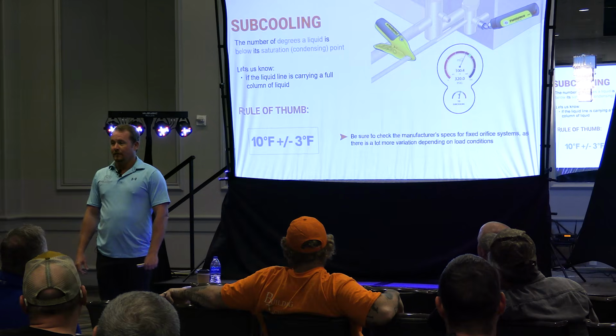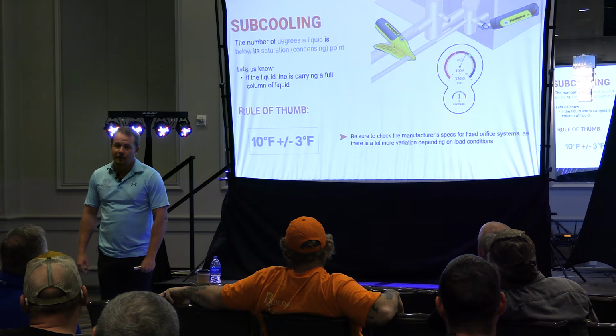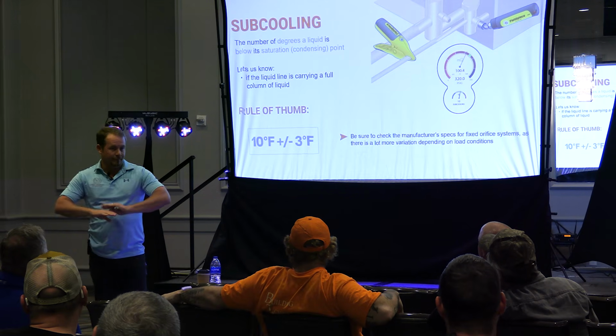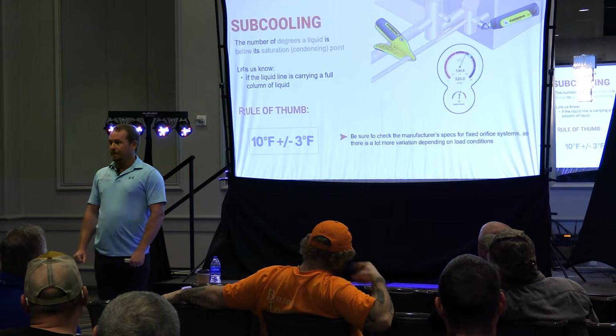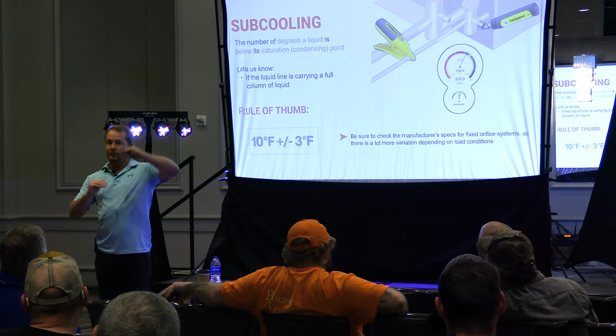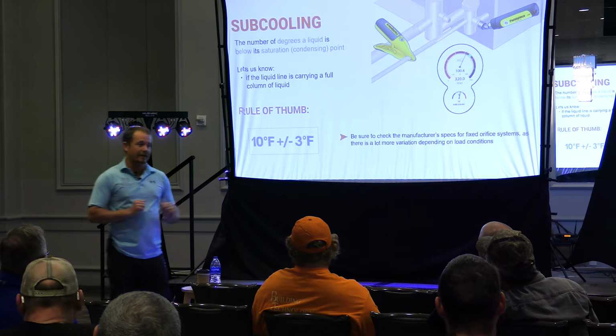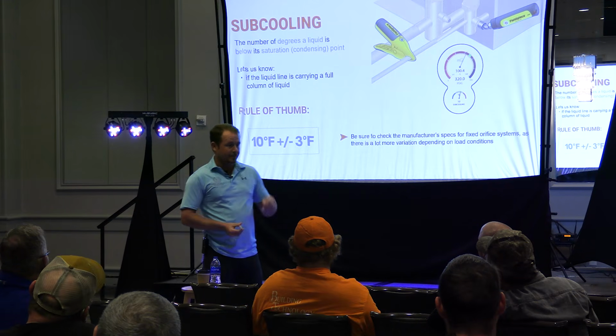Simple terms, we need to feed our metering device with a full column of liquid. Full stop. But if we do that by increasing our condensing temperature artificially, that's a bad thing. Now, here's another way that it's a good thing.